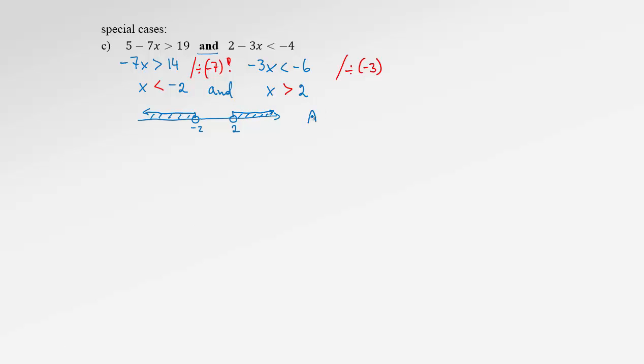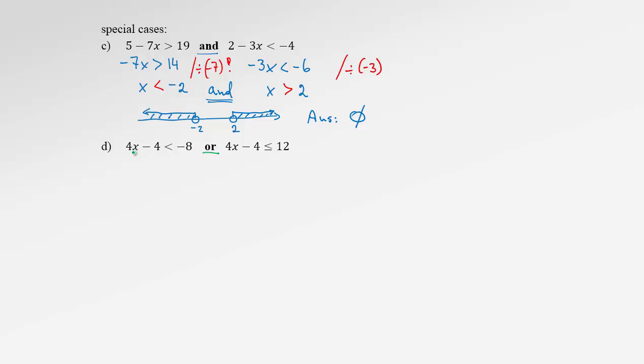Well, therefore our solution is, what do you think? What would it be? We have a connecting word and, so we're looking for the intersection of these two sets. But there isn't any. So the solution is an empty set, or you can say no solution. There is no point that will satisfy both inequalities at the same time. Okay, let's look at this example. This time the connecting word is or.